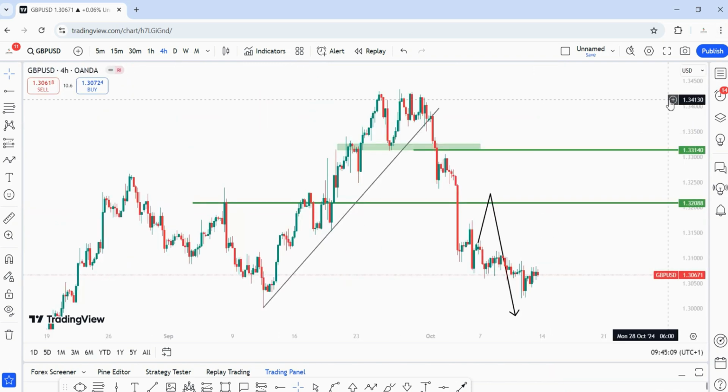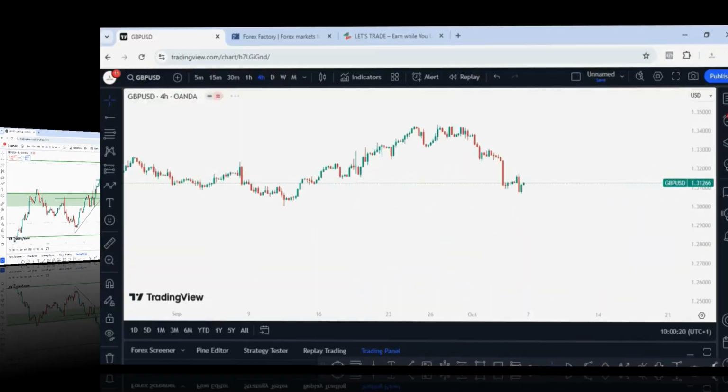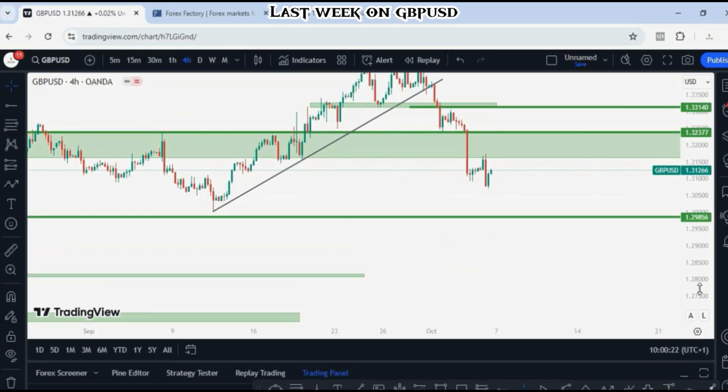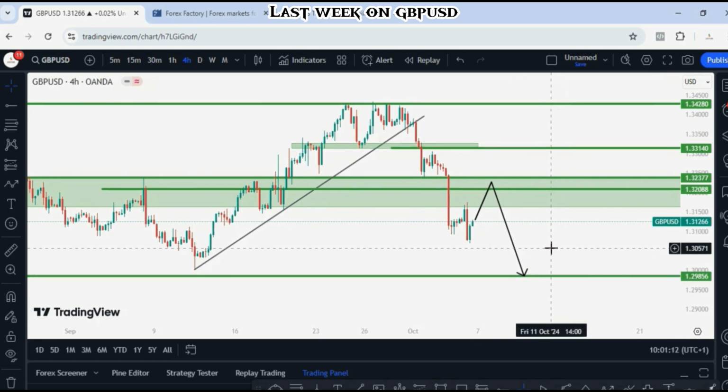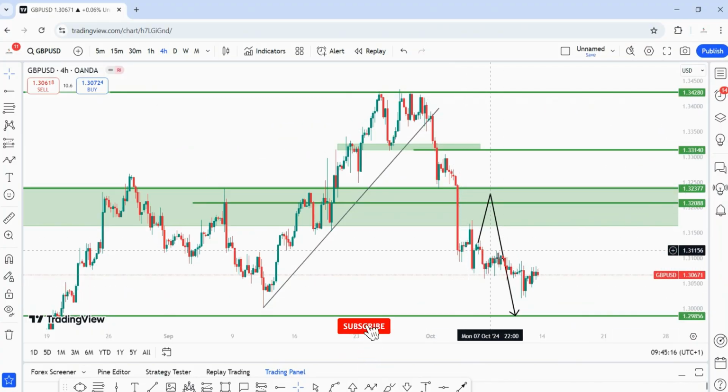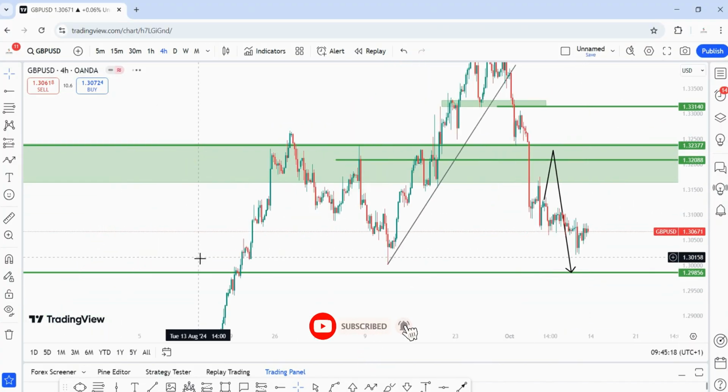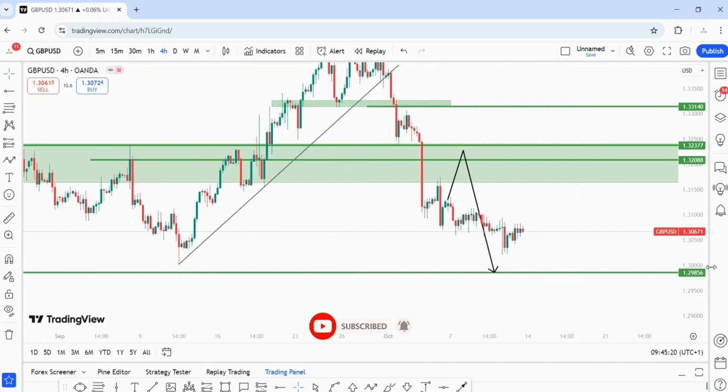Now the next on my list is GBP USD. Go to the 4-hour time frame. How do we take advantage of this? I still expect price to make its way into 1.29856. All right. Welcome back, guys. You can see GBP USD continued lower. However, we are yet to come into our target.